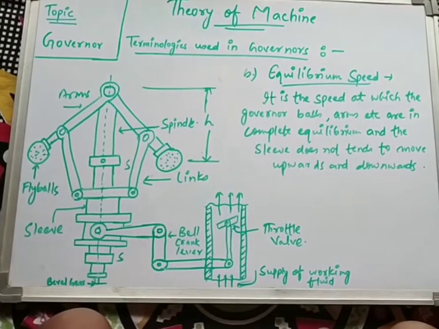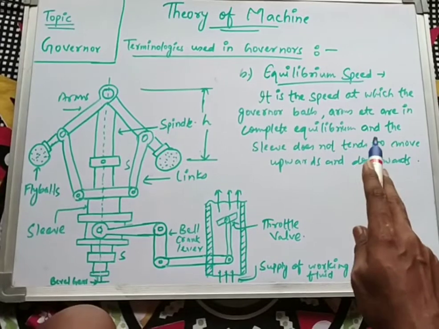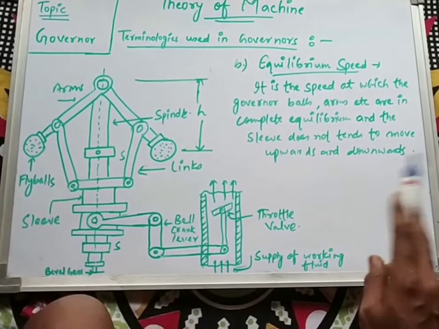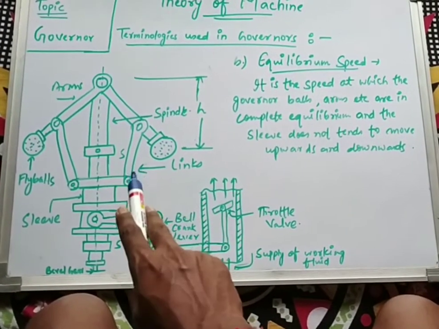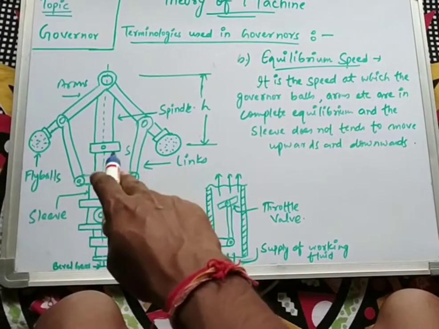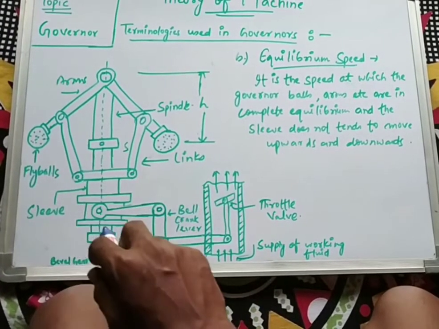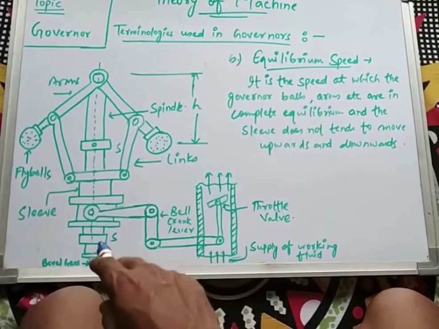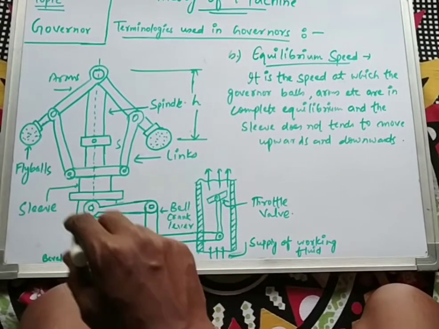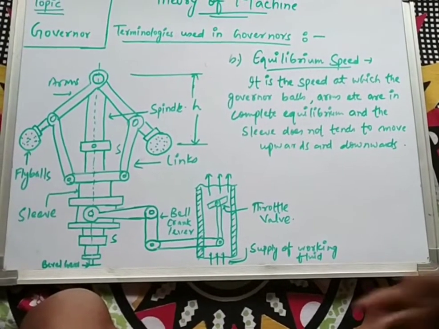Now coming to the second terminology, that is equilibrium speed. It is the speed at which the governor balls, arms, etc. are in complete equilibrium and the sleeve does not tend to move upward or downward. That means all the arms, spindle and fly balls come into an equilibrium position, and at that time the sleeve will neither move upward nor downward. At this time the speed of the governor is known as equilibrium speed.